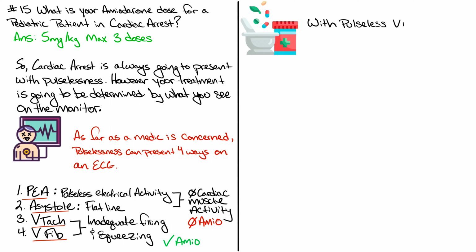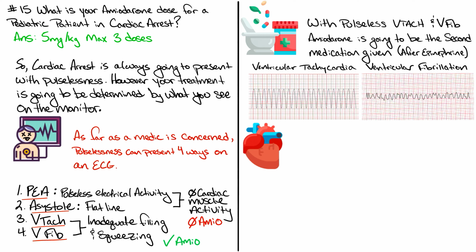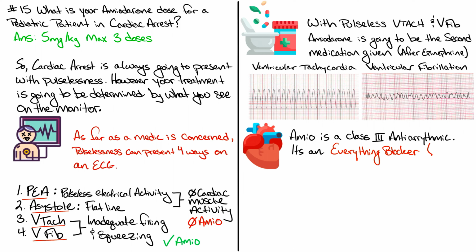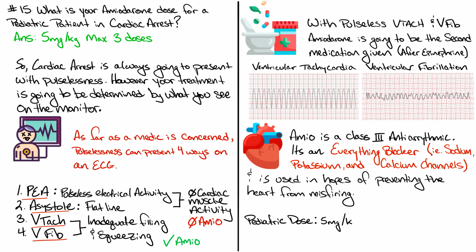With pulseless VTAC and VFib, amiodarone is going to be the second medication given after epinephrine. As I mentioned before, amiodarone is a class 3 antiarrhythmic. It's a quote-unquote everything blocker. It blocks sodium, potassium, and calcium channels and is used in hopes of preventing the heart from misfiring. Again, the pediatric dose is going to be 5 milligrams per kilogram in between doses of epinephrine to a max of 3 total doses. Question 16.